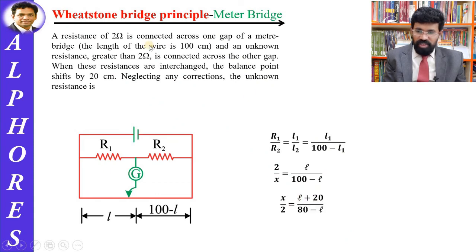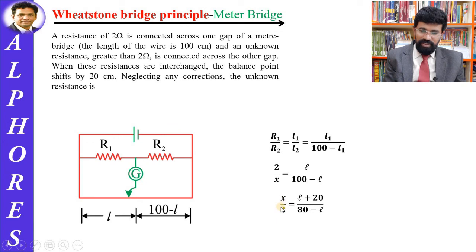Now, for the other case, when their positions are switched, like R2 is placed here and R1 is placed here, what happens to the equation? It will be X by 2. What is this X? X is greater than 2. So if X is greater than 2, this X by 2 value will be greater than 2 by X. This X by 2 is greater than 1, and 2 by X is less than 1 because X is greater than 2.